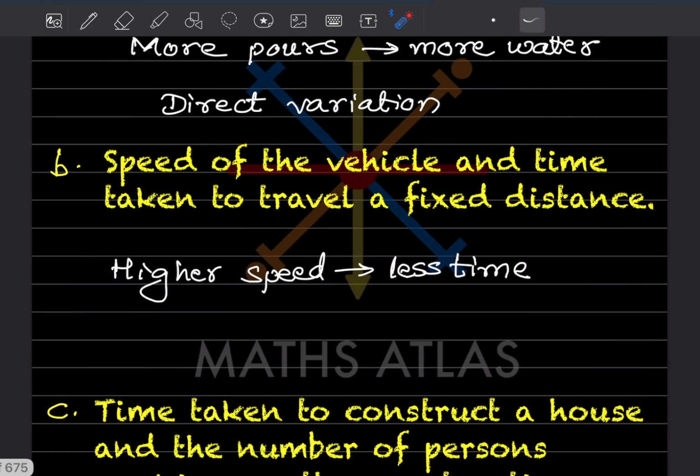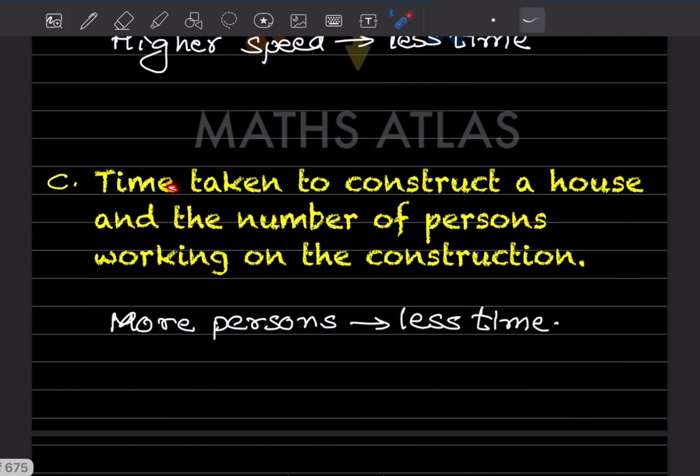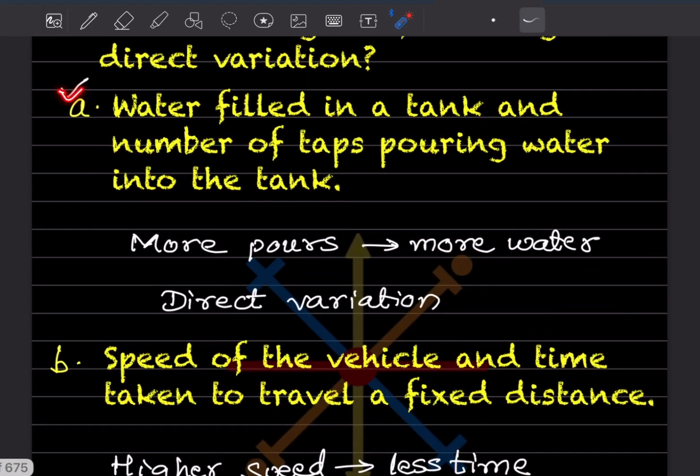Now we will see the others, though they are not correct options. Speed of the vehicle and time taken to travel a fixed distance. Higher speed means less time, so this is not a direct one. Time taken to construct a house and the number of persons working on the construction. More persons means less time. So this also is not a direct variation. So this is the correct option.